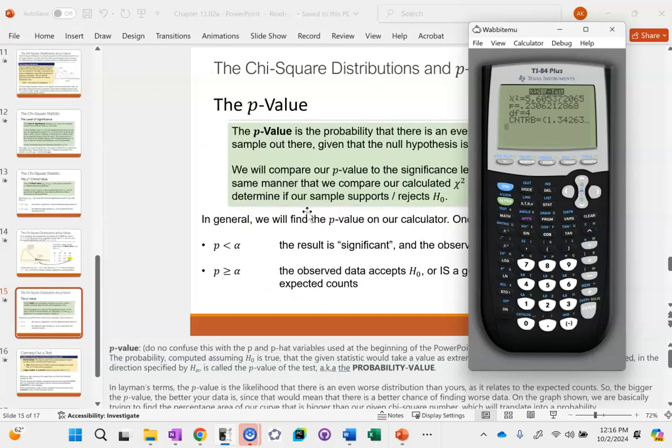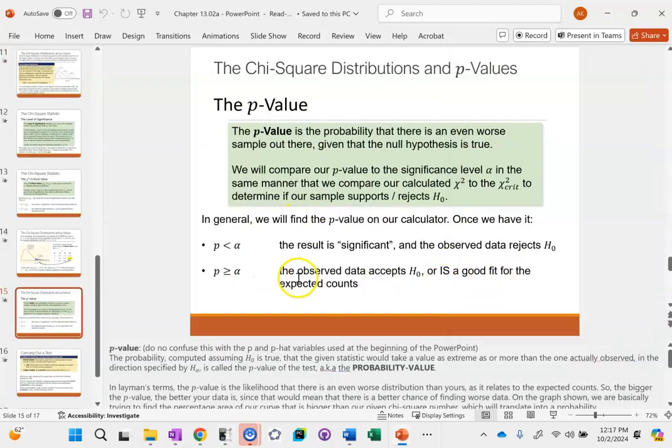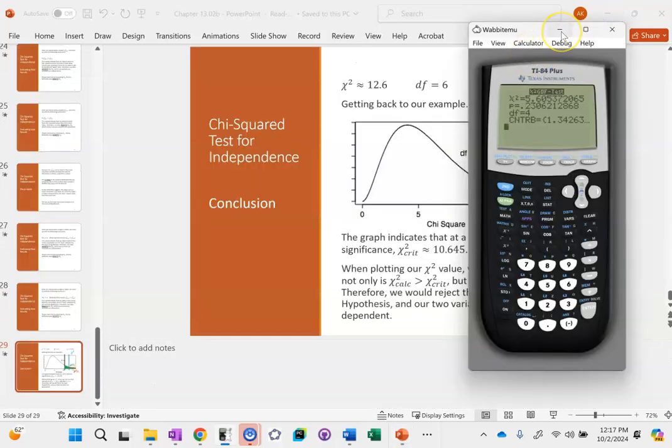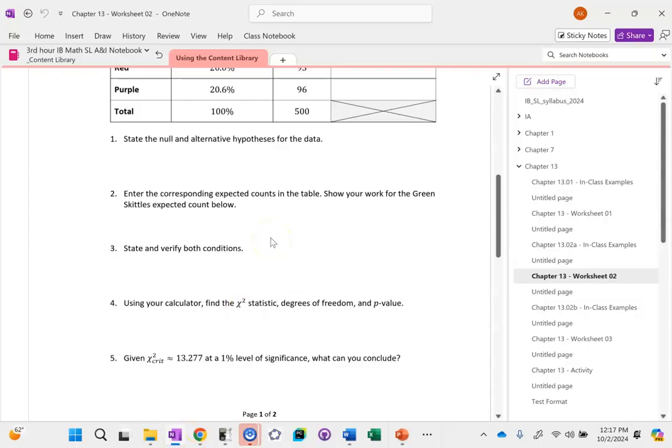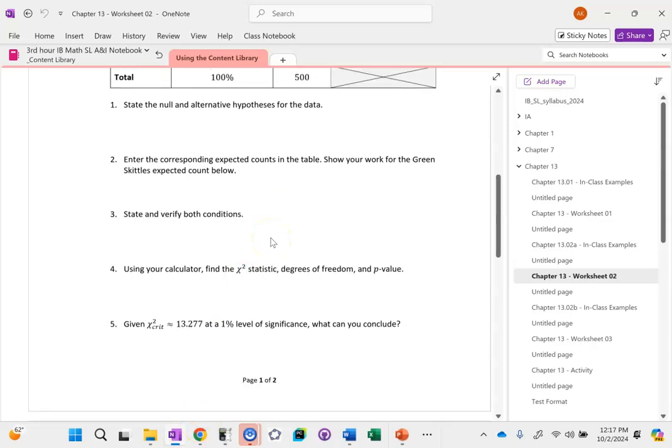Let's go back and find, there we go. P greater than alpha. We accept the null. That's evidence in support of the null. Fail to reject is the same thing, yeah. I like writing evidence in support of, but what do you guys think? Yeah? Easier than the other ones.